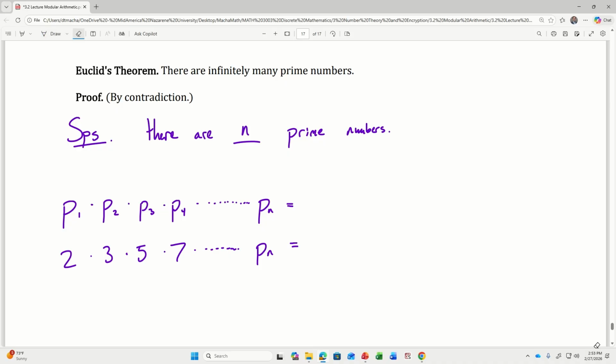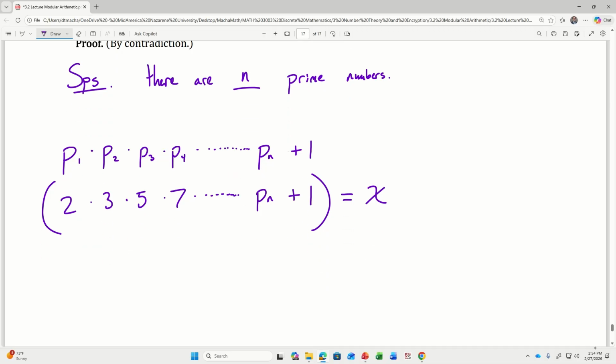Then we are going to add plus 1 at the end. And this is my number x. It's a really big integer because it's a product of all of the prime numbers plus 1. Notice x is not divisible by any prime number.